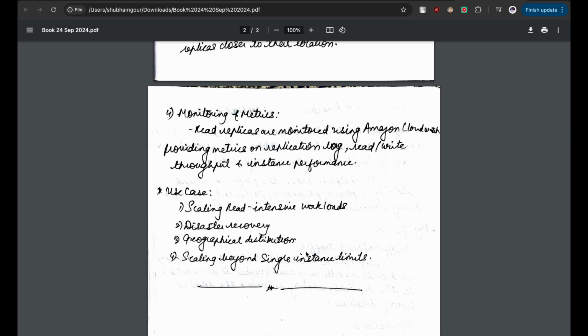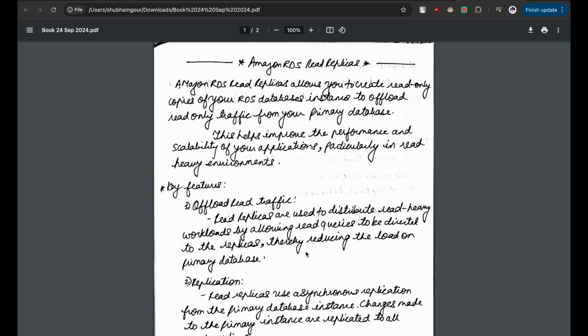Now let us cover the use cases of read replicas. It is used for scaling read-intensive workloads. It can be used for disaster recovery. It can give us geographical distribution, and the fourth and last one is that you can scale beyond single-instance limits, right? That was all about AWS RDS read replicas.